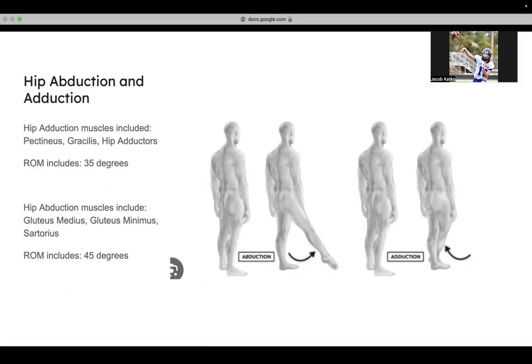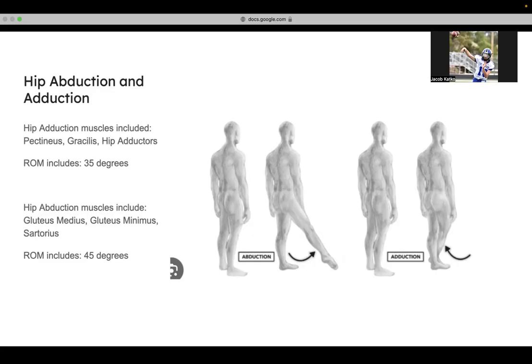Looking at hip abduction and adduction, hip adduction muscles include the pectineus, the gracilis, and the hip adductors. And range of motion for adduction includes 35 degrees. Looking at hip abduction, these muscles include the gluteus medius, the gluteus minimus, and the sartorius. And range of motion includes 45 degrees.